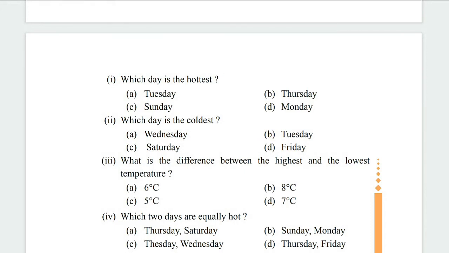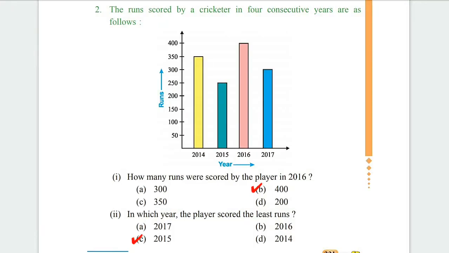Now next, MCQs. Reading this bar graph, we have to answer. First, how many runs were scored by the player in 2016? The answer is option B, 400. You can see the longest pole is red colored, which is up to 400. Second, in which year did the player score the least runs? Here the smallest pole is green colored, which is 250. So it is in the year 2015. So option C is the right option.